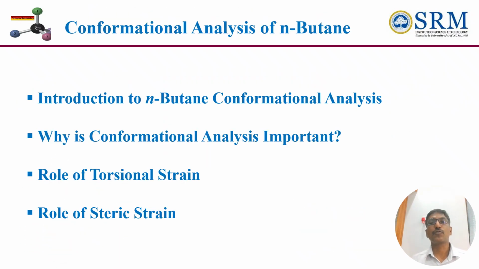Before we move on to the n-butane conformational analysis, we must know the introduction to n-butane conformational analysis. In n-butane, rotation occurs around the central carbon-carbon bond between the two middle carbon atoms, that is C2 and C3. Because of this rotation, n-butane can exist in several conformations such as eclipsed, gauche, partially eclipsed, and anti-conformation. These are the four different conformations one can obtain by rotating the C2-C3 single bond of n-butane.